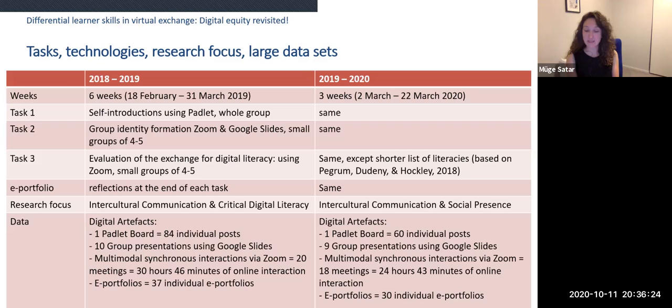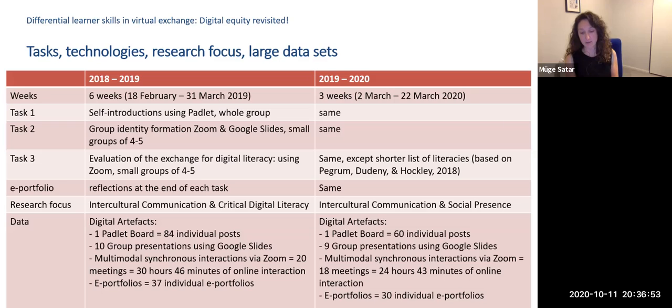Participants in both iterations engaged in multimodal synchronous exchanges via Zoom and Google Slides, and asynchronous online exchanges on Padlet, structured around 3 tasks: self-introductions, group identity formation, and the evaluation of the exchange for digital literacy development. Over the course of the exchanges, participants recorded their reflections on e-portfolios, which provided prompts to stimulate reflection on intercultural communication, critical digital literacy, and social presence. So the data that was generated was a rich corpus of learner interactions and reflections.